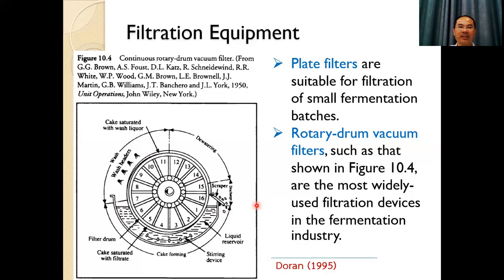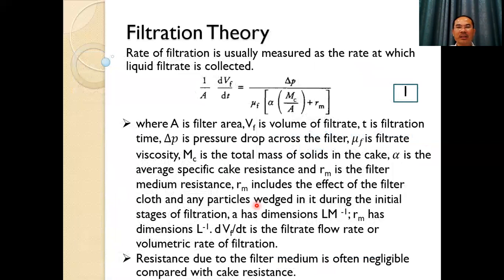Okay. This is the example of the two kinds of filtration equipment, that's the plate and frame filter and the rotary drum vacuum filter. And also, we showed you the equipment, and now we will talk about the filtration theory. In filtration theory, usually we talk about the rate of filtration, the rate of the filter.